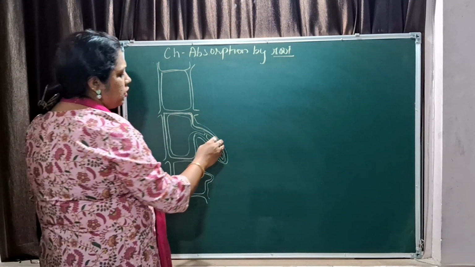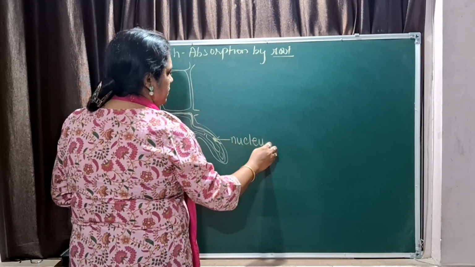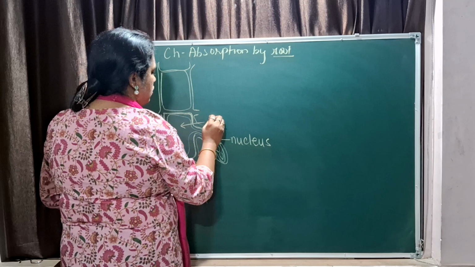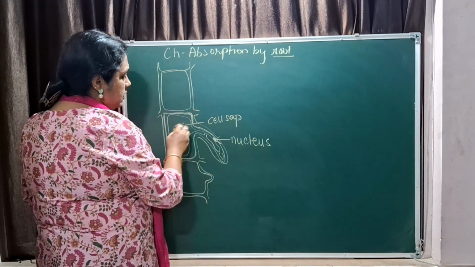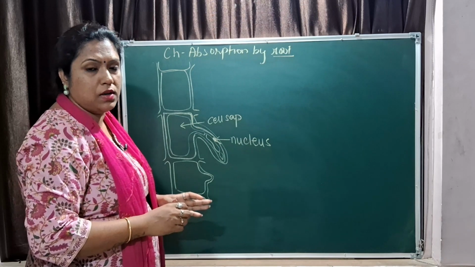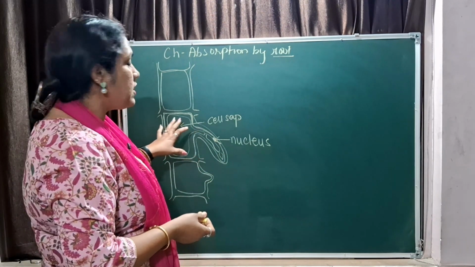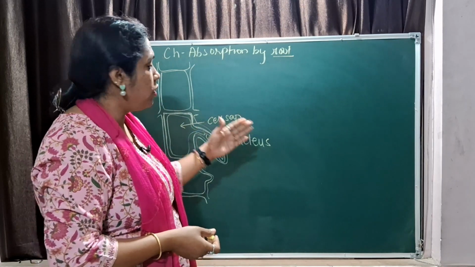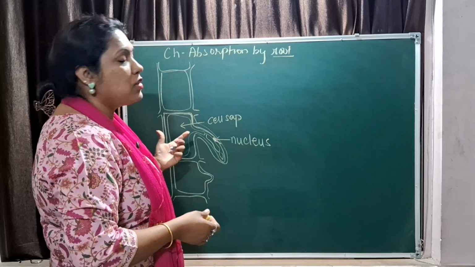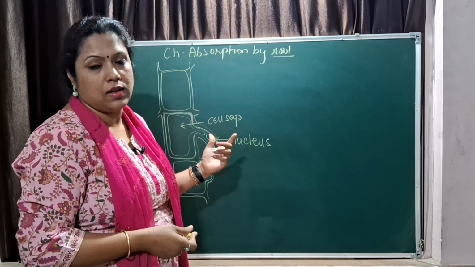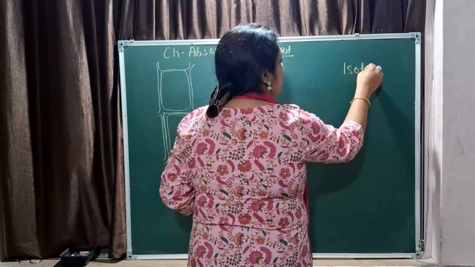If you have to label it, you have the nucleus, and you have the vacuole, with the cell sap in the vacuole. This cell sap concentration is very important for the absorption of water from the soil. The cell sap is highly concentrated. So water moves from the dilute surrounding, that is from the soil, because the cell sap is hypertonic in nature.